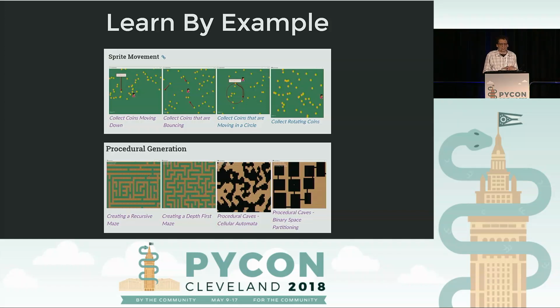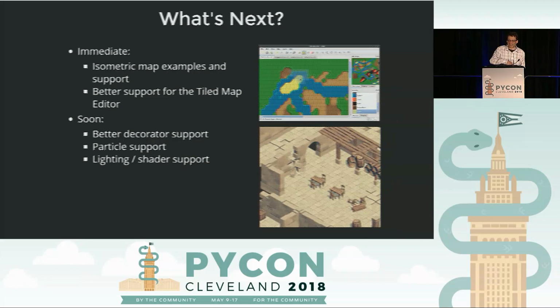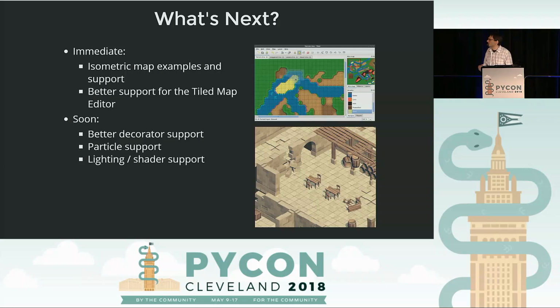And I get a little bit into procedurally generated mazes, which is a great way to get an eye for recursion. You end up using recursion out of that. Some cellular automata for the procedurally generated caves. Anyway, it's fun, and there's a ton of examples out there for being able to steal from and make use of. Okay, so what's next?